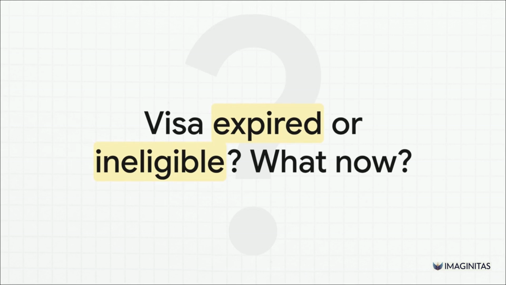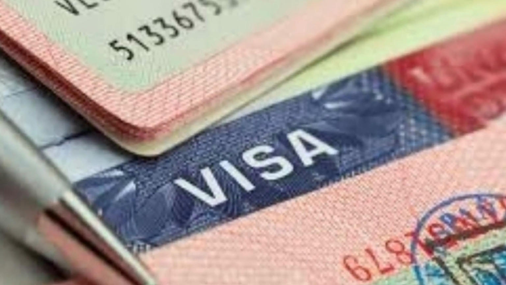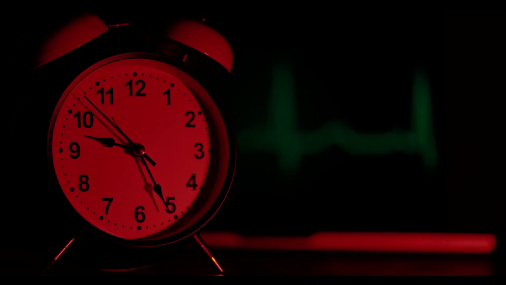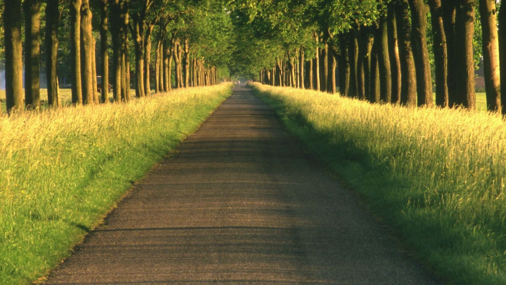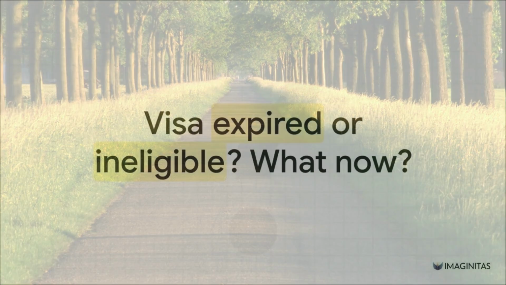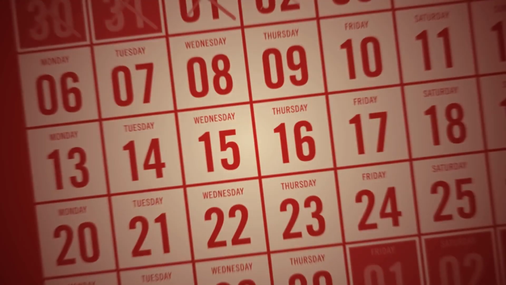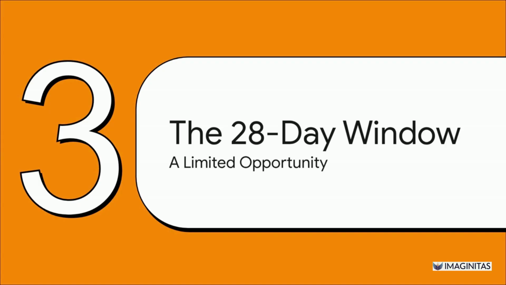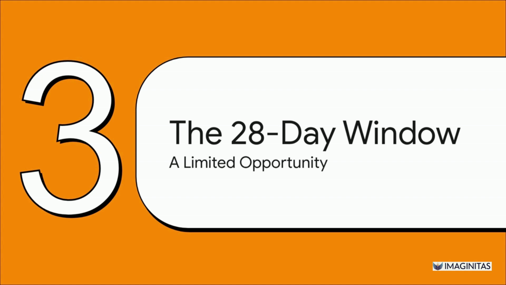So, what happens now? What if you just saw your visa on that list? Or what if your last substantive visa has already run out? Is that it? Is it game over? Well, not always. There's one more little pathway we need to talk about. This is what I like to call the exception to the exception. For a very specific group of people, this little 28-day window can pop open, giving you one last shot to apply, even if you don't hold a substantive visa anymore. Let's see how it works.